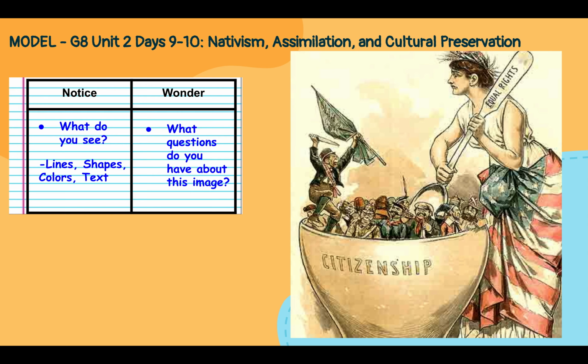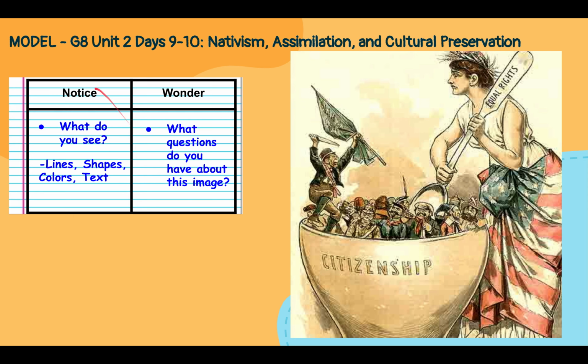Here we'll be using this image from days 9 to 10 in Unit 2, Nativism, Assimilation, and Cultural Preservation. When we notice and wonder, we want to make a T-chart in our notebooks, in our journal, in a piece of paper, whatever we're using to take our notes with. A line down the middle, split in 2.